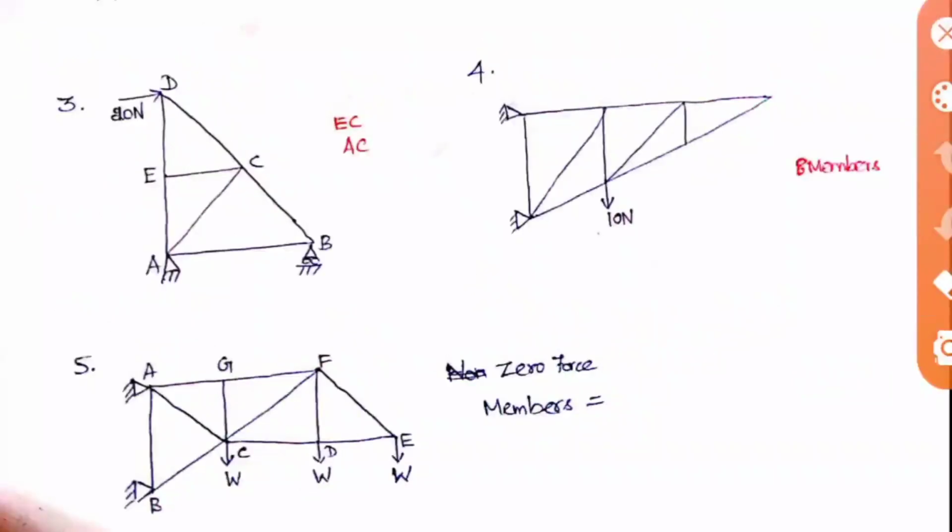So here there is a question for you to solve. Here also a pin jointed truss is given, and you can find the number of zero force members and name the zero force members also.